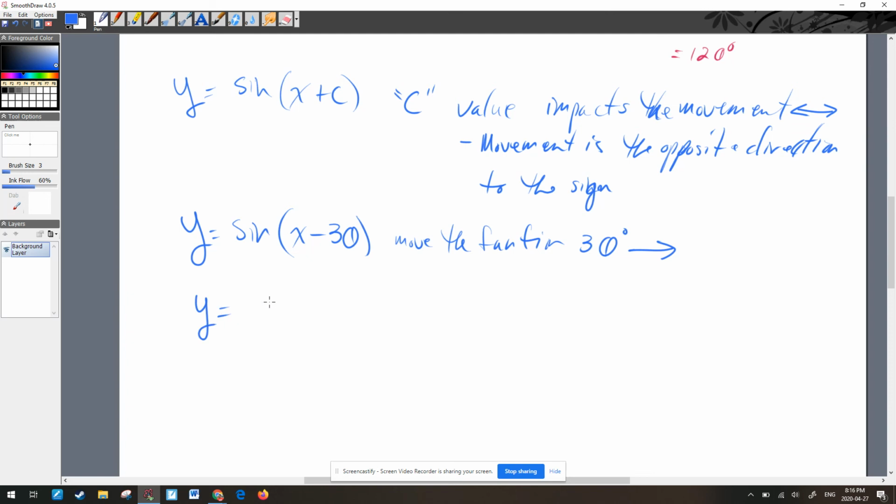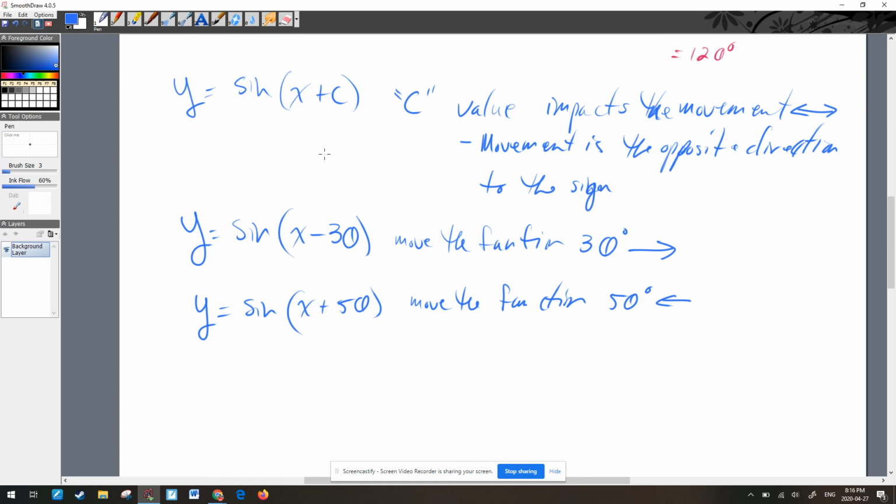Similarly, if we had y equals the sine of x plus 50, right? Make sure it's in brackets, right? If it's not in brackets, it's a d value, but inside the brackets, it's a c value. What that would do is it would move the function, and I'm sure you can predict, it's going to move the function 50 degrees to the left, okay? It's opposite to its sign. I'm going to teach you a little trick in a moment that's going to help us figure out exactly.